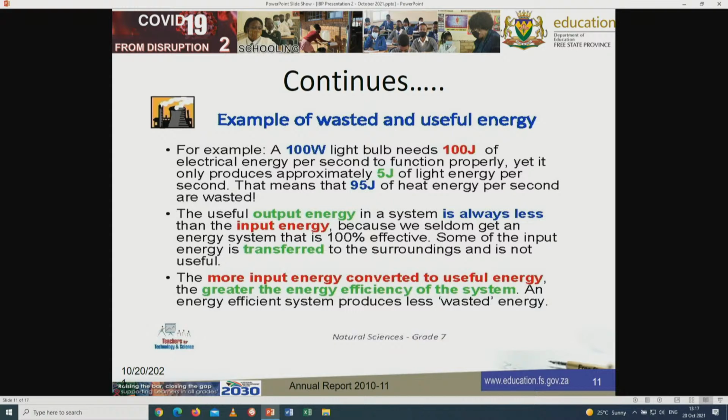We measure energy in joules. For an example, a 100-watt light bulb needs 100 joules of electrical energy per second to function properly.